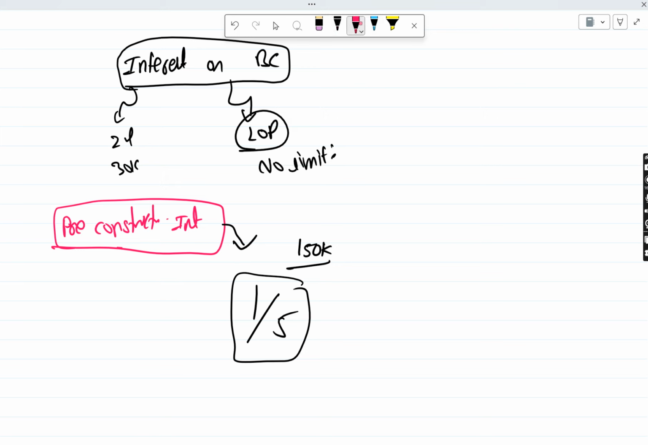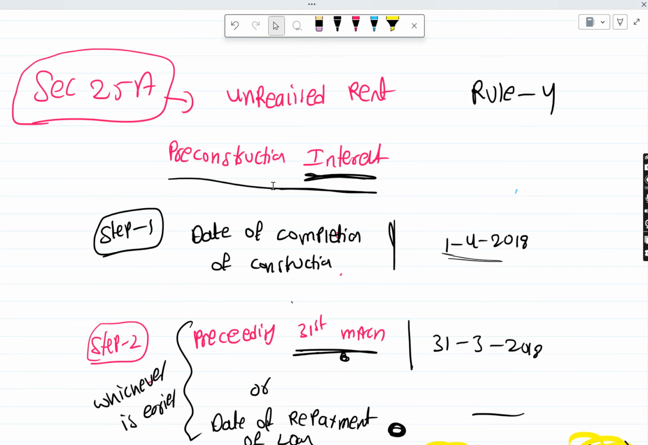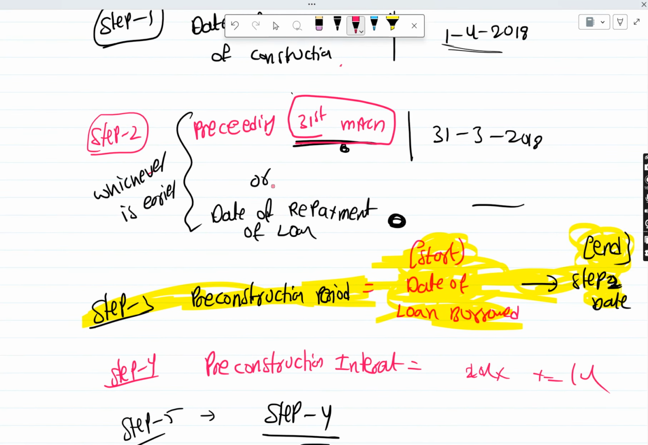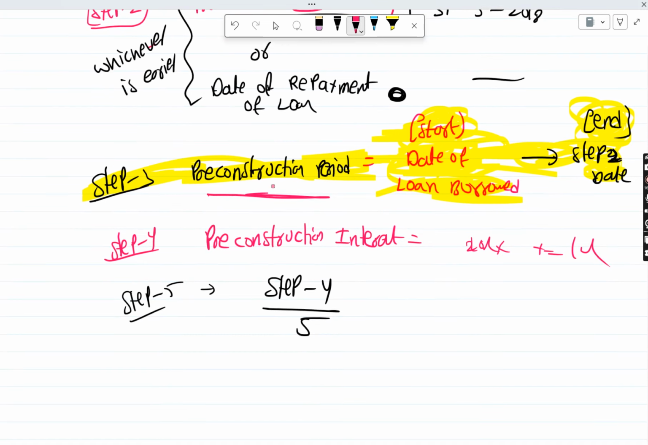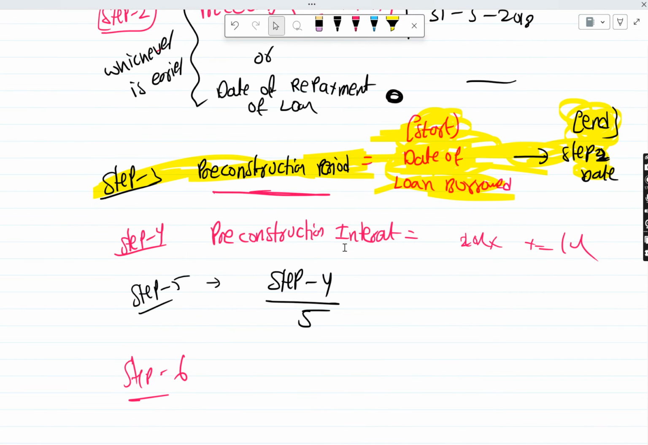What are the steps to find out the pre-construction interest? Step 1, date of completion of the construction. Step 2, we have to take the preceding 31st March or the date of repayment of loan, whichever is earlier. Then you will get one date. Then you find out the pre-construction period: start date is the date of loan borrowed and end date is the step 2 date. Then the pre-construction interest. Then step 5 is step 4 divided by 5. And in the past video I have done step 6 also. You can check that out while solving the question itself. We have done that. That's all.